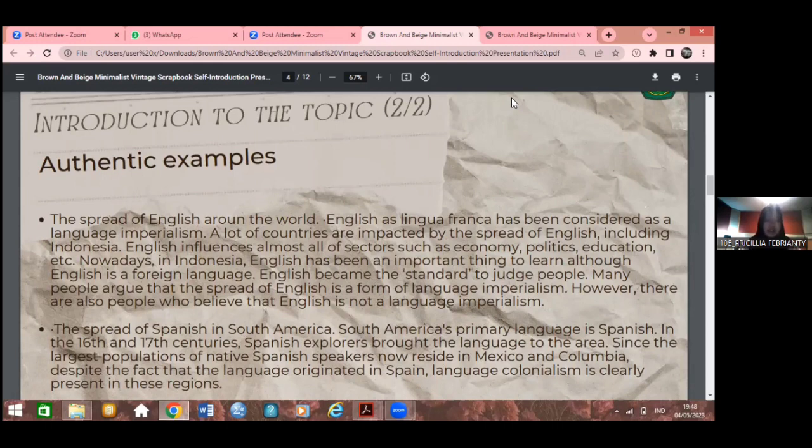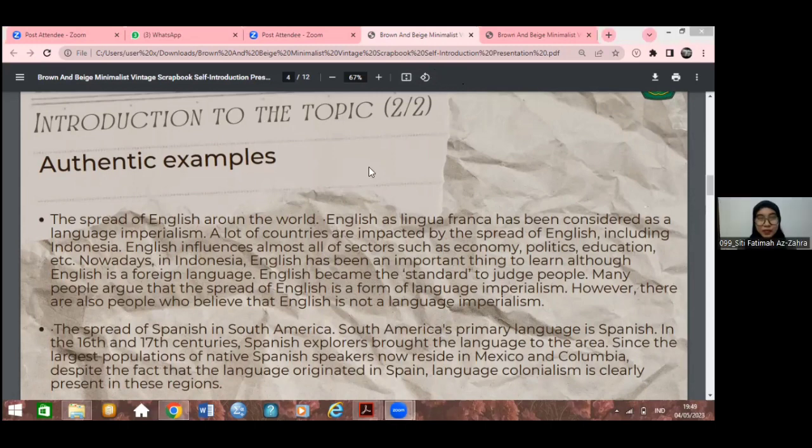And the second example is the spread of Spanish in South America. South America's primary language is Spanish, and in the 16th and 17th century Spanish explorers came to reside in Mexico and Colombia. Despite the fact that the language originated in Spain, language colonialism is clearly present in these regions. So I think that's all I can present. I give it back to the moderator.